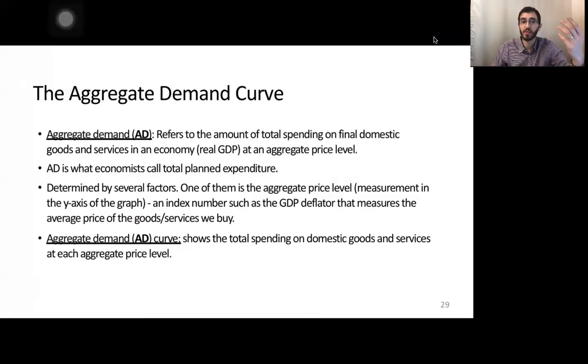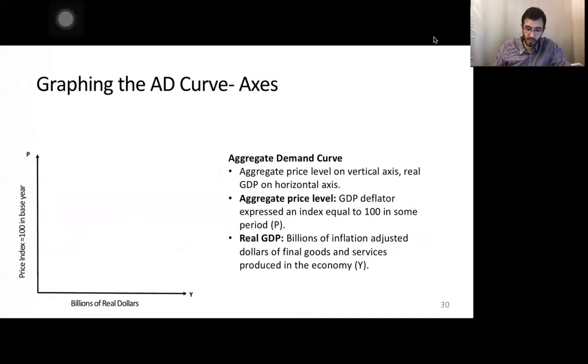You might also see economists call this planned expenditure, but that's not going to be that important for this class. I'm more interested in you knowing what this means and how it impacts your life, especially since we're going to have a real life example in terms of the pandemic and how the government was stimulating the economy. So let's think about how to model the aggregate demand curve.